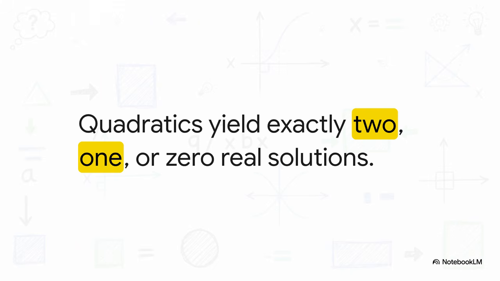That curve might cross the horizontal x-axis exactly twice, giving you 2 solutions. Or maybe it just sits perfectly on the axis, touching it once for a single solution. Or it might just float completely above or below the axis, never crossing it at all, which means 0 real solutions. Keep that geometric reality in the back of your mind as we start breaking down the algebra.